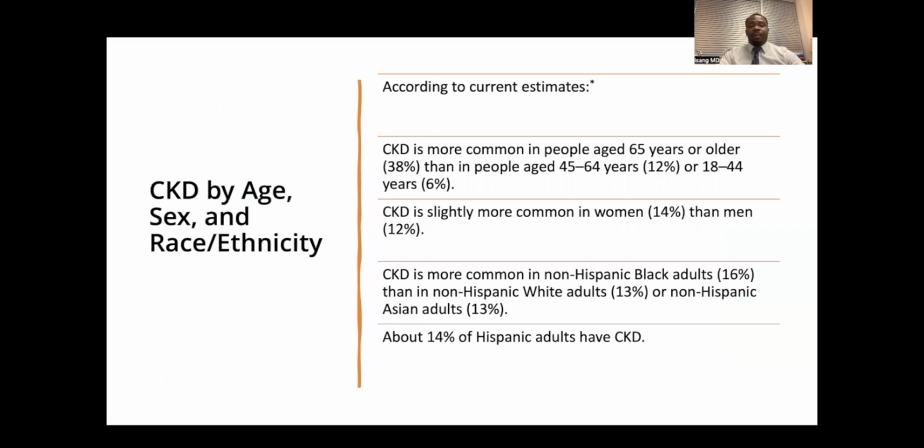So chronic kidney disease by age, sex, and ethnicity. Age-wise, the most common people that we see are people who are older than 65. But when it comes to race and ethnicity, we're finding that people of color, specifically African Americans and Hispanics, are at greater risk compared to other races.